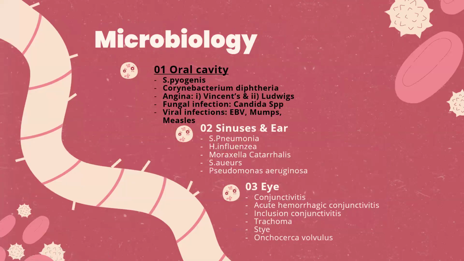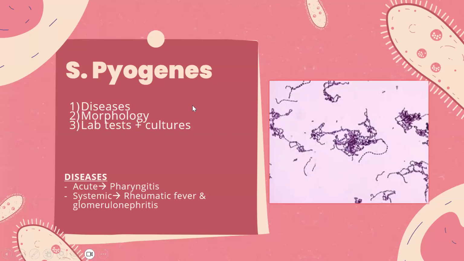Now let's go to microbiology. These are the organisms that we are going to discuss, that are also mentioned in the lecture. We have 3 microbiology lectures: the oral cavity, the sinus and the ear, and the eye. So the oral cavity is going to be our first lecture. S. pyogenes is going to be discussed with its diseases, morphology, lab tests, and cultures. Also included are things that we just took in the microbiology lab.